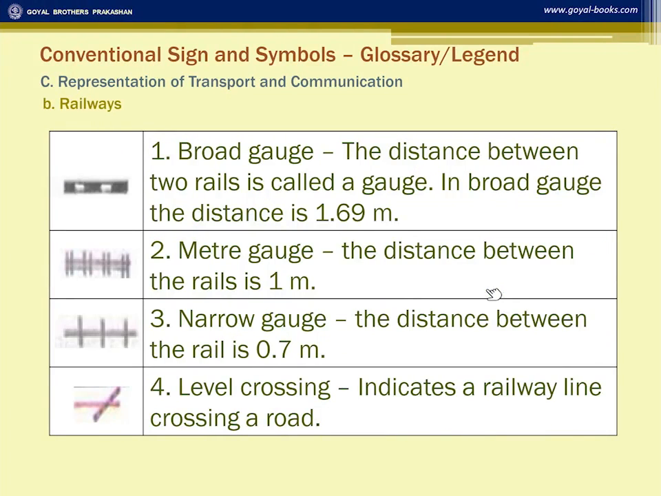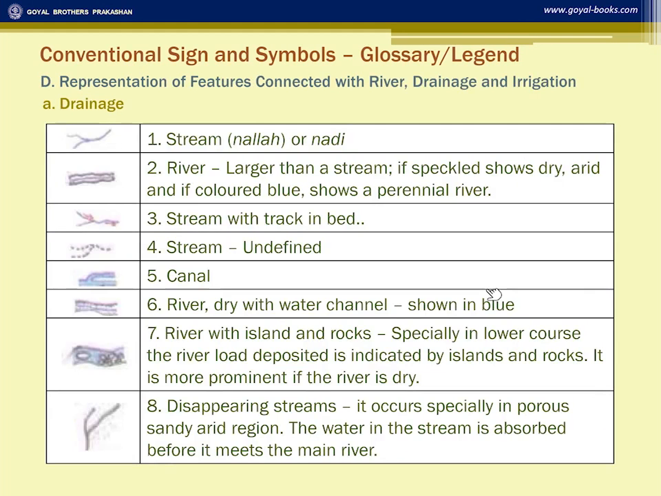Then in the railways, rarely you will see in the survey sheet the railway gauge, that is broad gauge, meter gauge, narrow gauge and level crossing given in the survey sheet. River features are very important because most of the questions are based on the different features connected with the river. Now, suppose there is a dry river, that is shown in black. The perennial type of river will be shown with water in it in blue.